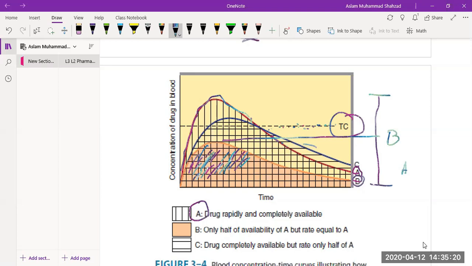When we talk about drug in C, we can see the drug is completely available, but the rate is only half. So if you see this C graph, the drug is available completely because you can see it is around the therapeutic window to give its efficacy, but the rate is half of A. So you can see this graph is going down, but the rate of decline is half of A. So these are the three scenarios that you can see.